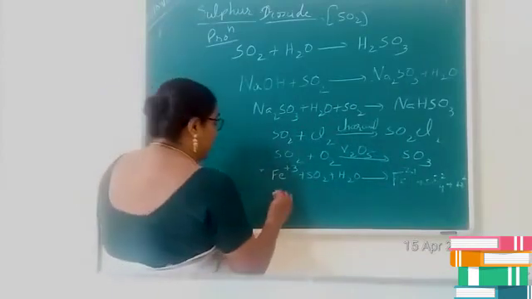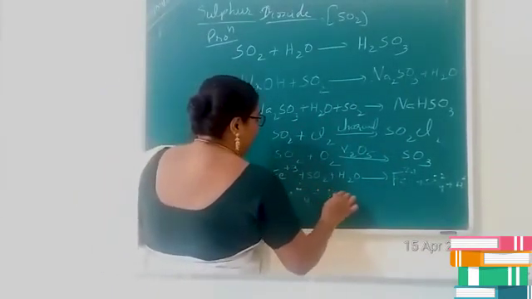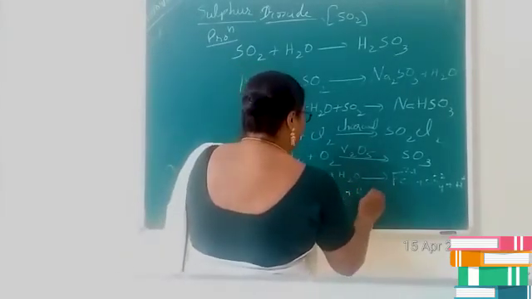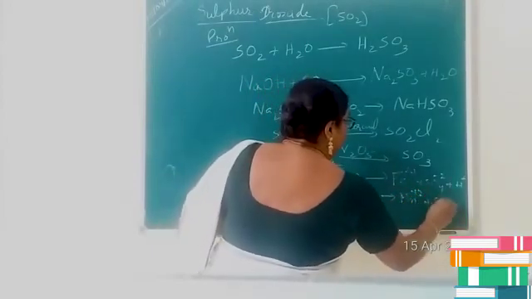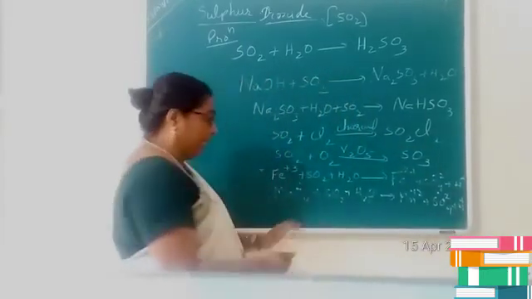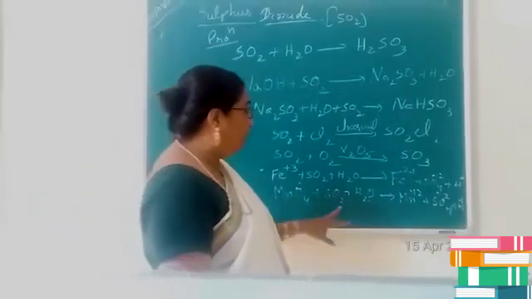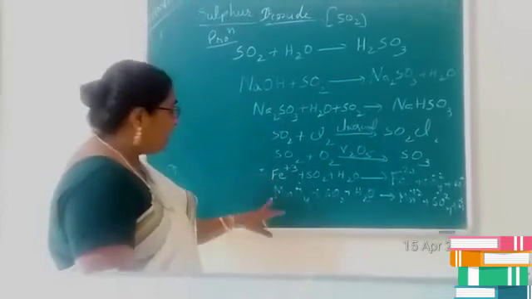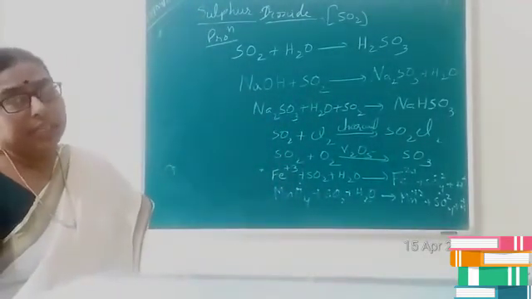Or this reaction can be used as a test for identifying sulfur dioxide. That is, SO2 reacts with MnO4- and produces colorless Mn2+, SO4 2- plus H+. So just see, children, when sulfur dioxide reacts with purple colored MnO4-, it will be converted to colorless Mn2+. So this can be used as a test for the identification of sulfur dioxide.